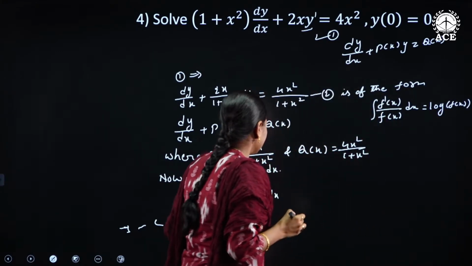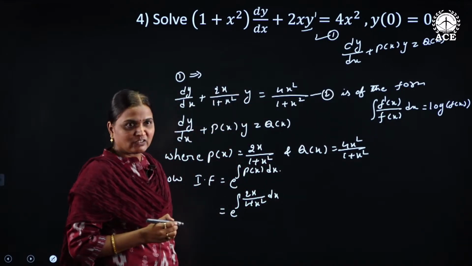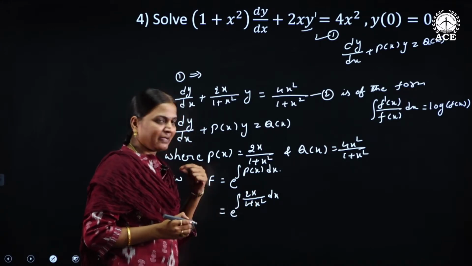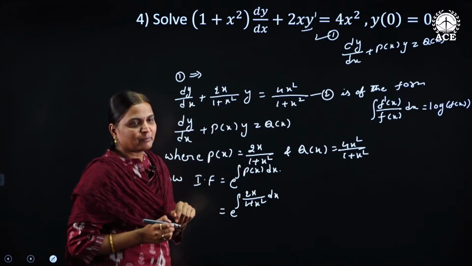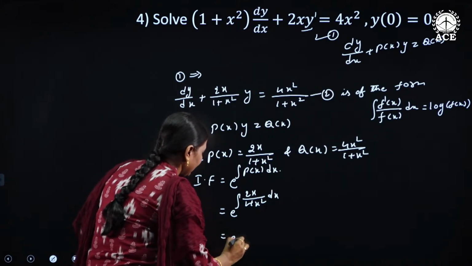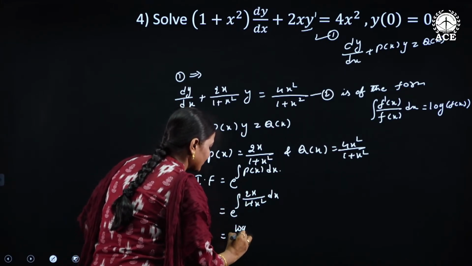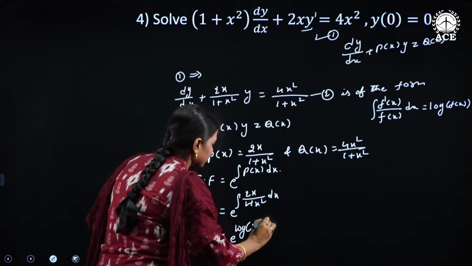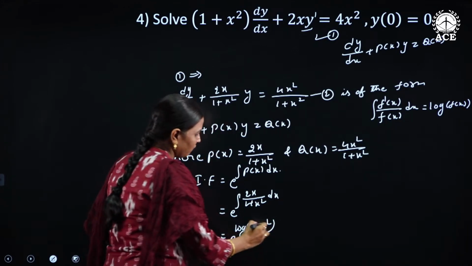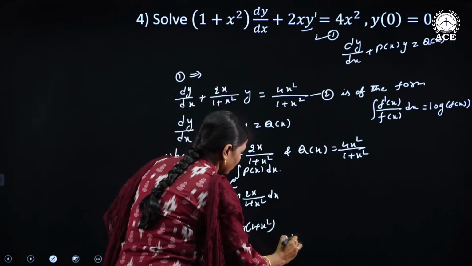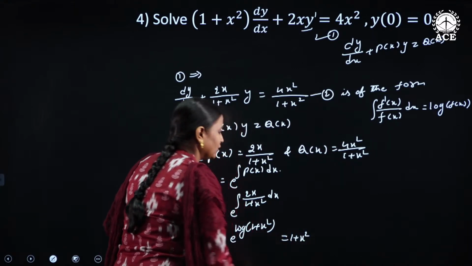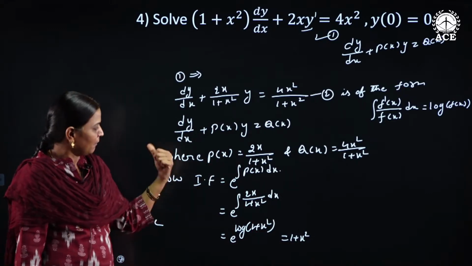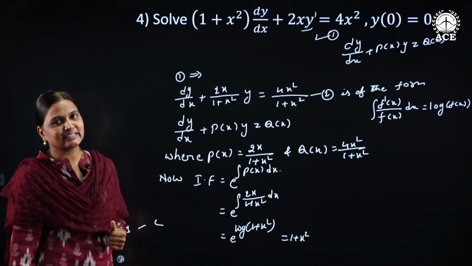Now, see here, what is f of x? 1 plus x square. What is the differentiation of 1 plus x square? 2x. So it is in the form of f dash of x by f of x, and its integration is log of f of x, that is log of 1 plus x square. So e to the power log of 1 plus x square is equal to 1 plus x square. Now, what is our integrating factor? 1 plus x square.